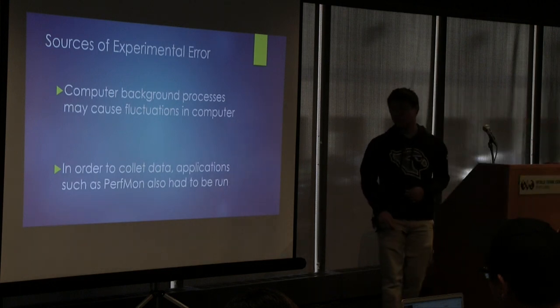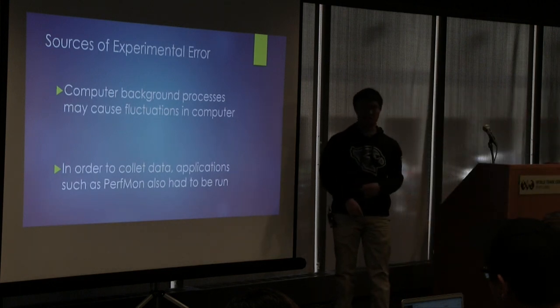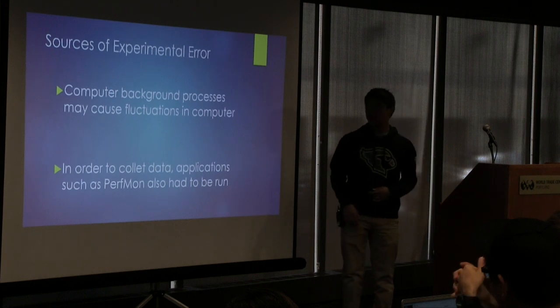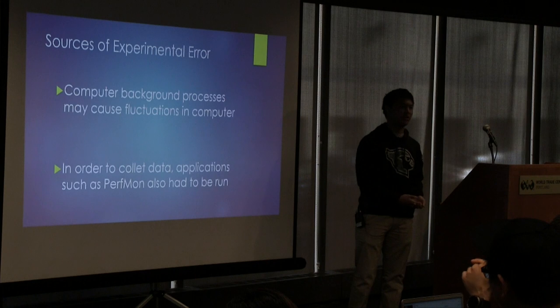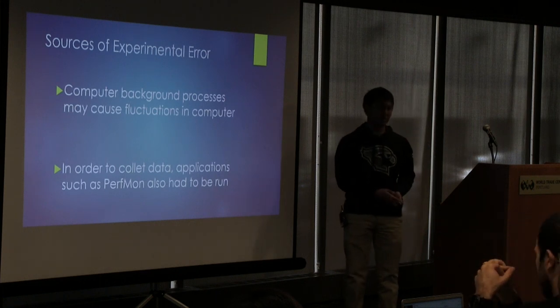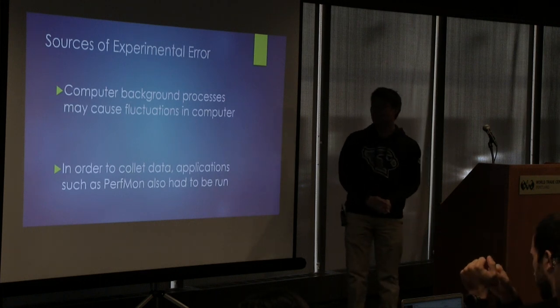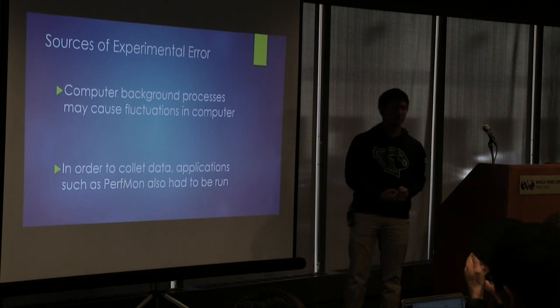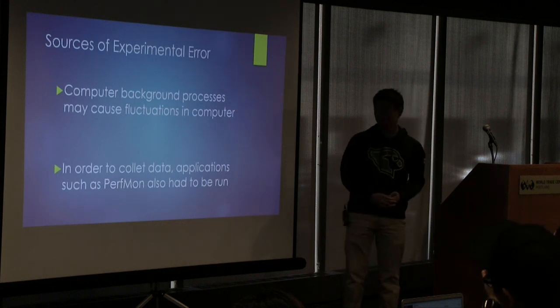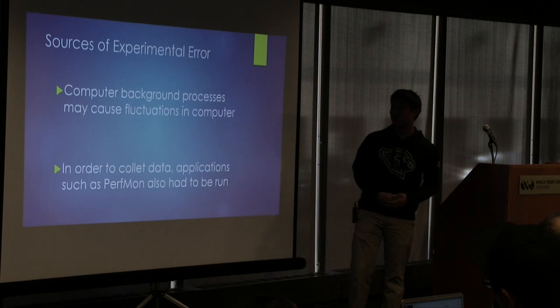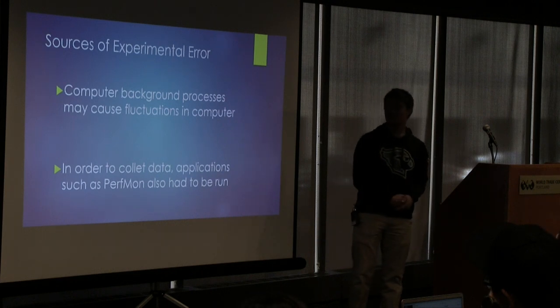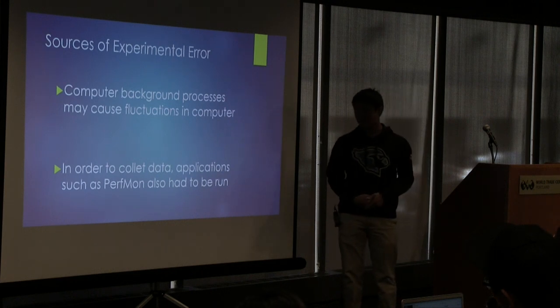So as you can see, especially in the serial data with the memory heap size, which was my first data table in this presentation, there's a lot of sources of experimental error that cause a lot of variability in the data. One of the sources of error is the computer background processes, such as security systems or battery systems. This may cause fluctuations in the computer's performance as it has to direct more energy to dealing with those problems.